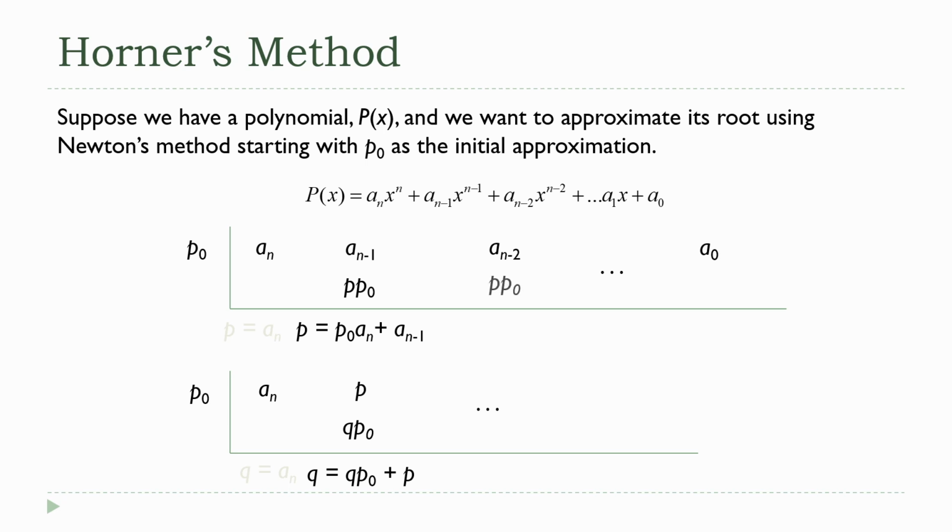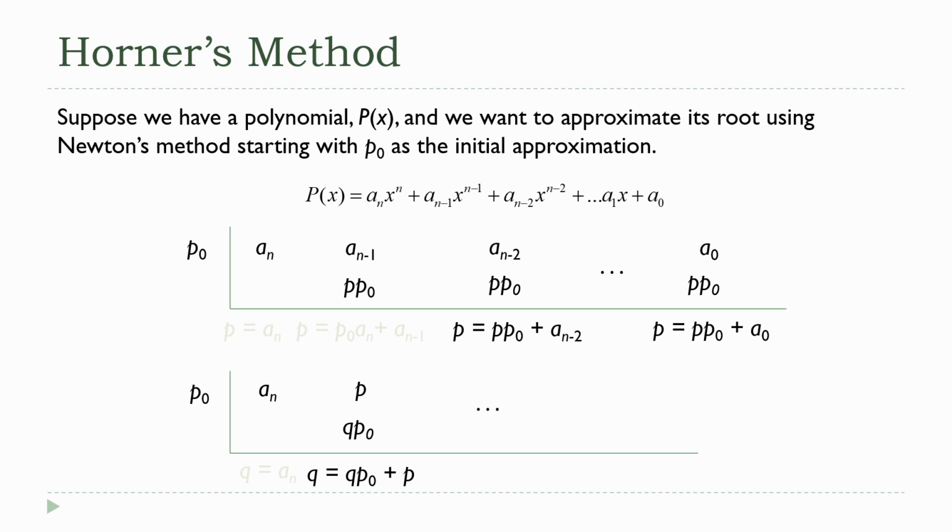I'm going to multiply p0 times p, and I'm going to add down. And now we're not going to ever need that value again. And then the process continues. You go all the way through until you get to the end, and then you add down, and that value is the remainder. So that value is capital P of p0.